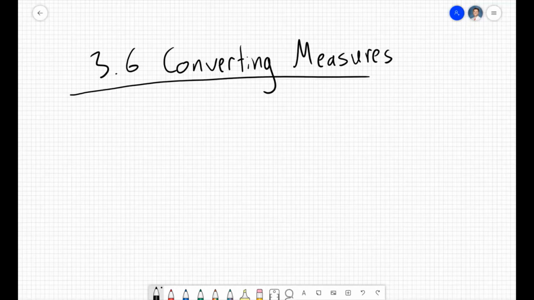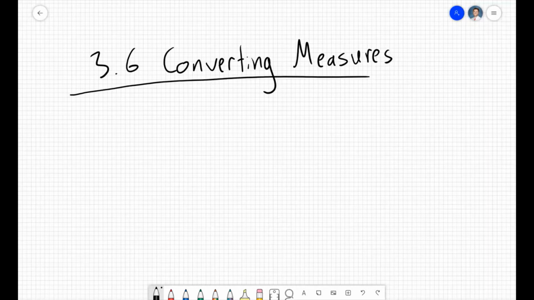So what I want you to learn is how to use a conversion factor. Rather than having to memorize how many inches are in a mile or that sort of thing, what I really want you to know is how to convert from one unit to another. And this is a skill that I think is very helpful.